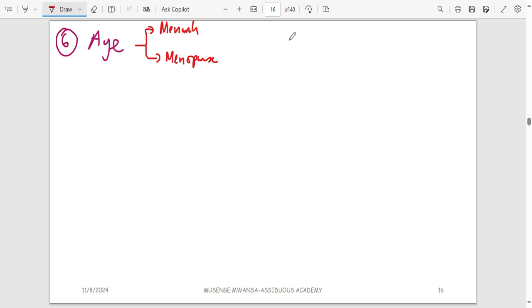So let's say someone started their menses at 15, they finished at 55. Or normally most of them finish at 45. So this person has got a fertile period of 30 years. Now let's say someone started early, let's say at 10, and then ended up finishing the menses, let's say at 55. They have got a period of 45 years when they are fertile.